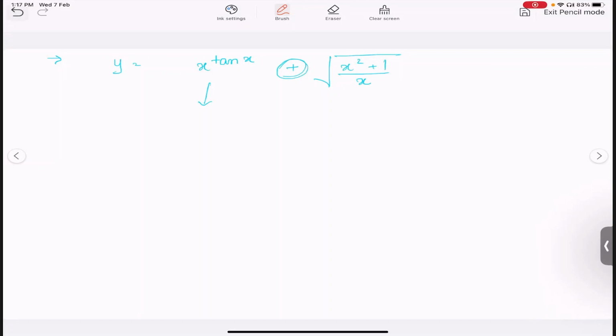So what we are going to do, we'll take this thing as u, or let's write it in a proper way. Let u be equal to x to the power tan x, because there is no identity that deals with x plus y in the logs. So there is no use of putting log on the whole y thing. So what we'll do, we'll take the individual functions u and v is equal to root over x square plus 1 by x.